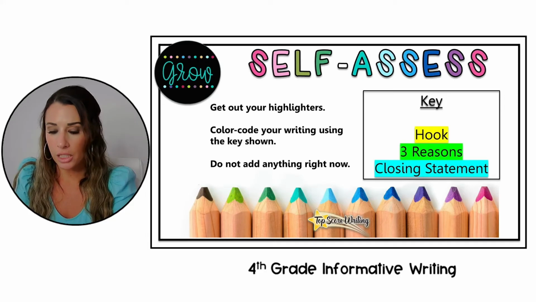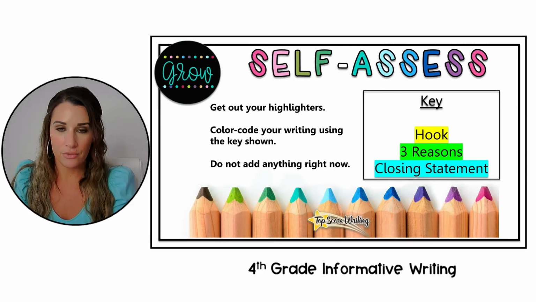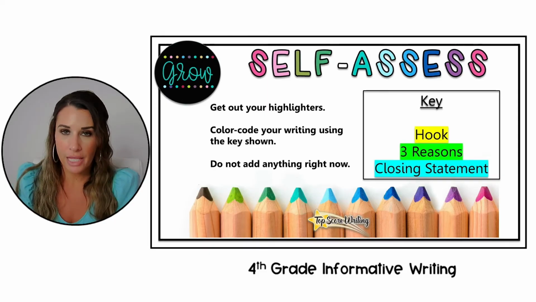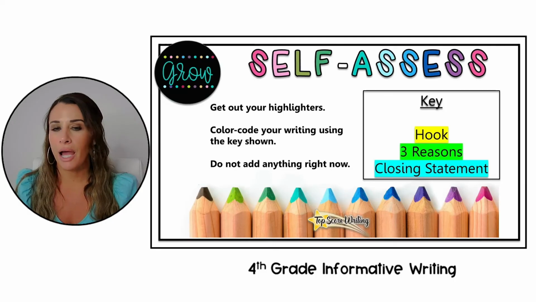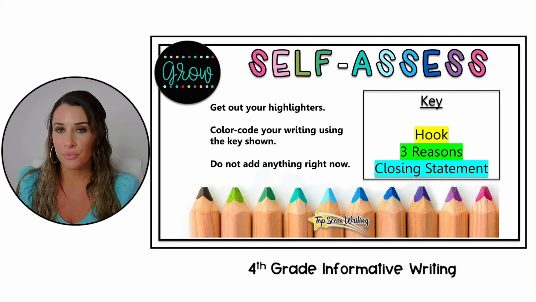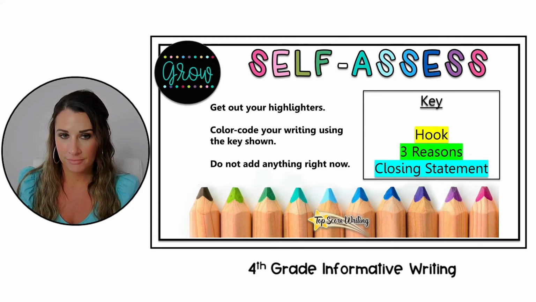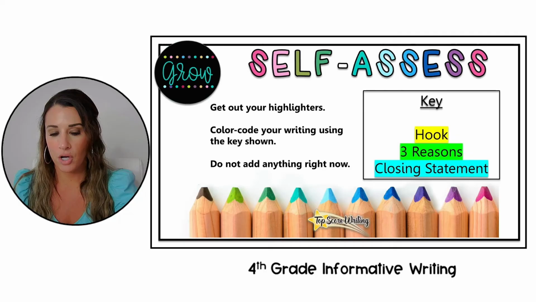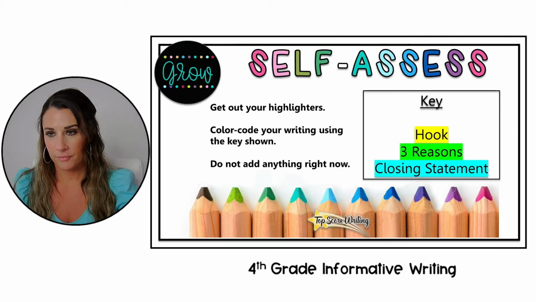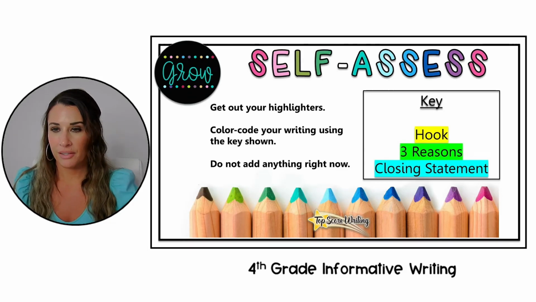And I want you to color code using the key to the right. If you don't have yellow, green, and blue, use any 3 colors you have. But I do want you to highlight your hook in 1 color, highlight your 3 reasons or topics in 1 color, and then highlight your closing statement in 1 color. So you should clearly see 3 different parts. Okay, make sure you see 3 different parts. I'll give you a few more seconds.